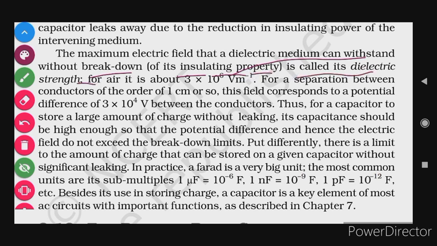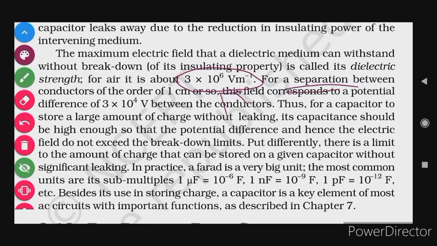So what is dielectric strength? The maximum electric field that a dielectric medium can withstand. Otherwise it will be ionized, and the conductor will be neutralized. They will not hold more charges. The charges will start leaking, we can say. For air it is 3 into 10 to the power 6 volt per meter. This is the value of the dielectric strength for air.